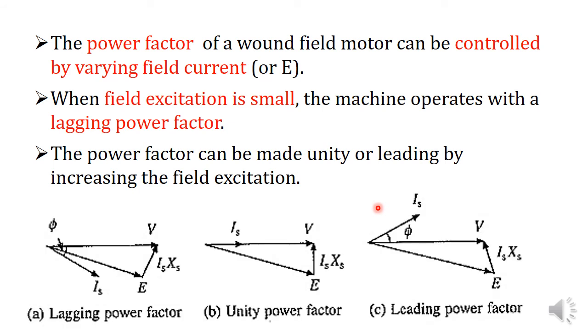These are the three cases of power factors. This is for lagging power factor. Here, the value of E will be less. Here, this is the unity power factor. E has increased. This is the leading power factor. The value of E has increased further. So, in lagging power factor, you can see that the current Is lags behind voltage by an angle phi. In this case, Is and V are in phase, so unity power factor. Here, the current Is leads the voltage V by an angle phi, so leading power factor.